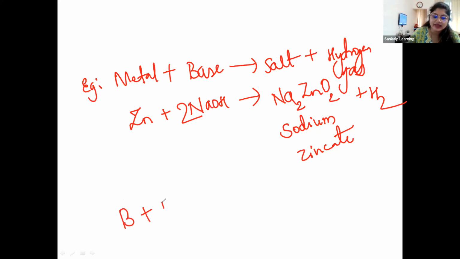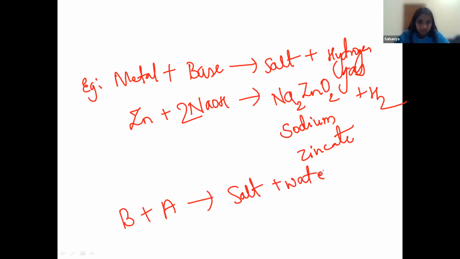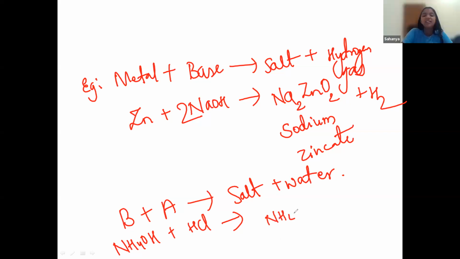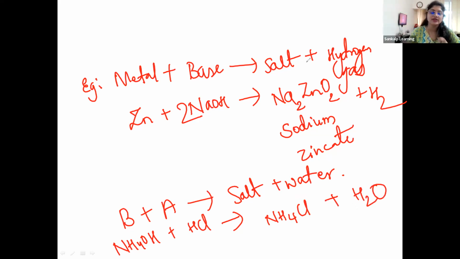And when base reacts with acid, what does it form? Salt and water. We have seen the example. One more example I can give you: NH4OH is a base plus an acid like HCl. What salt will you get? You'll get NH4Cl plus H2O. So this is the reaction. These were certain properties of your base.